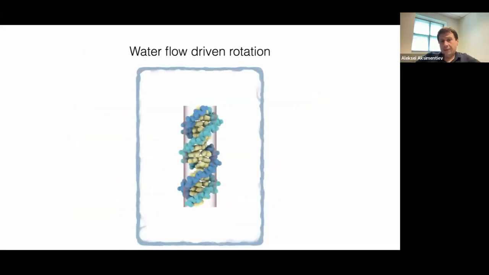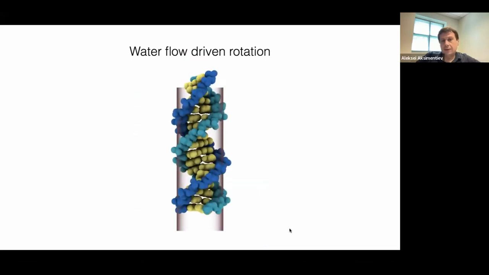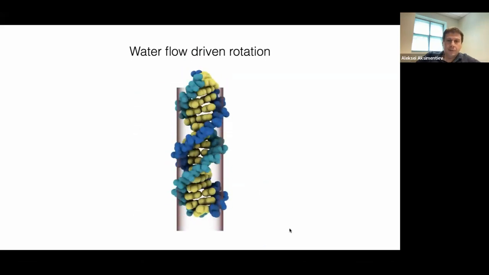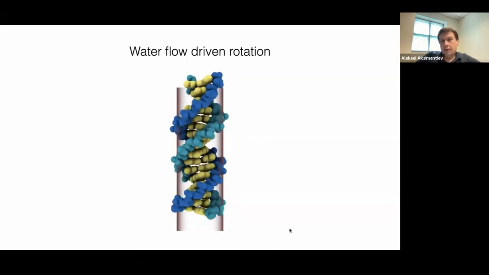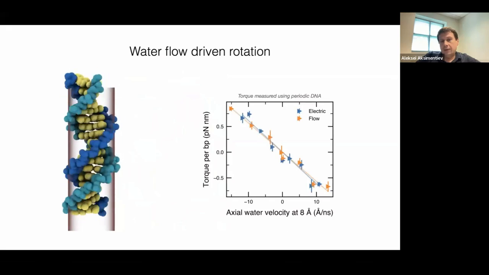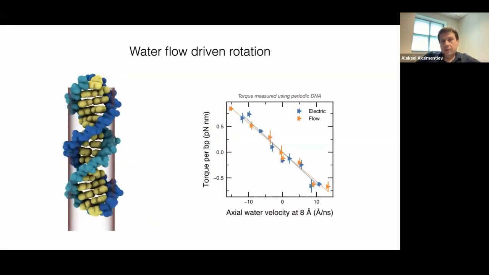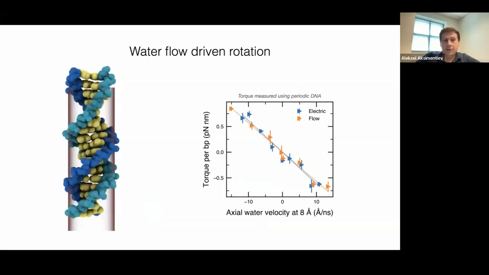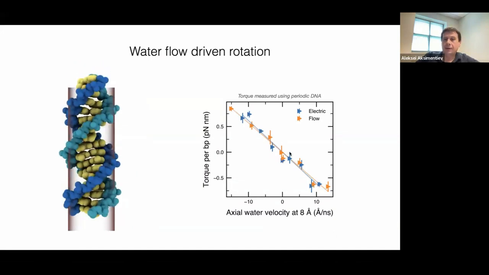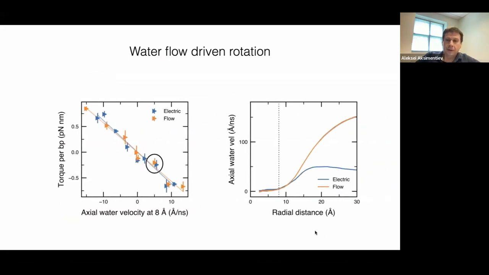If this is true, and it's driven by water flux, then we should be able to produce rotation of the DNA if we just apply water flux. And that's exactly what we did. We constructed a system where the DNA is put in a water box. We apply a small force to water molecules, producing water flux, and the DNA spins again in the direction prescribed by its chirality. If we look at the simulations more precisely, we find that the torque produced by the water flux in our electric field or pressure-driven simulations basically falls on the same line if we plot it as a function of axial water velocity at the surface of the DNA.